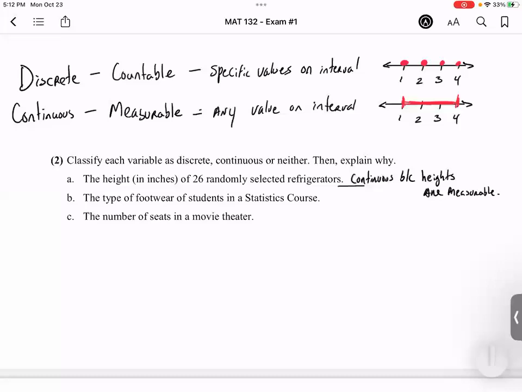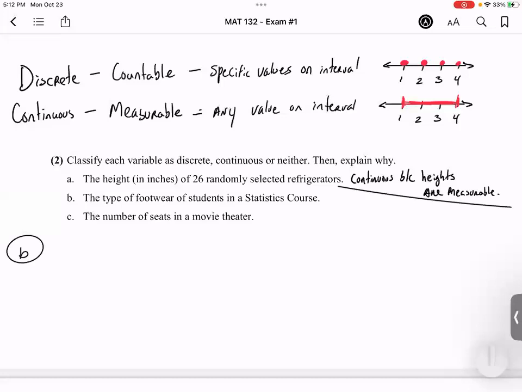Let's look at part B. Part B asks about the type of footwear of students in a statistics class. So think about footwear. It can be flip-flops, it can be sneakers, they can be boots. What else do you guys wear? Crocs? What do you consider Crocs, sneakers or flip-flops? I don't know. Is it both? All right, we'll just call it its own category. Crocs.